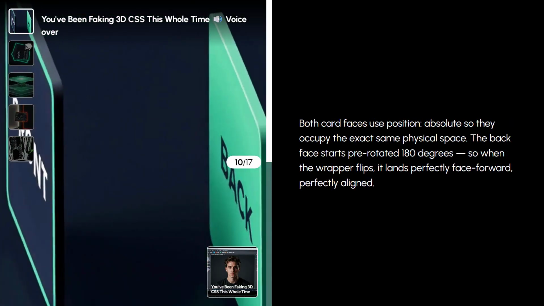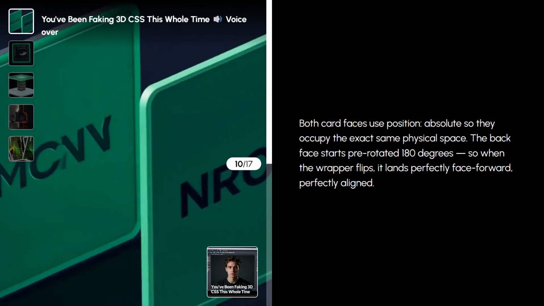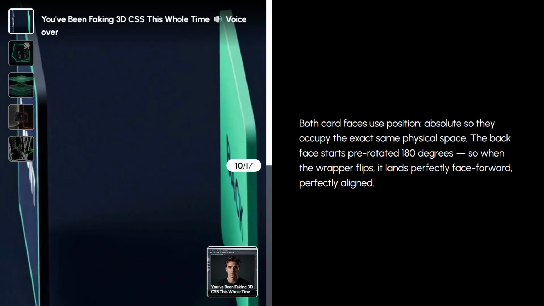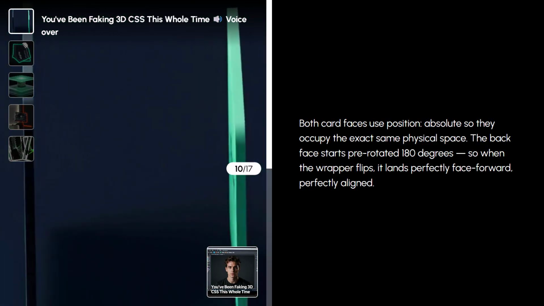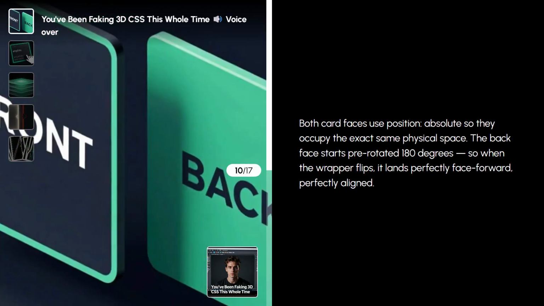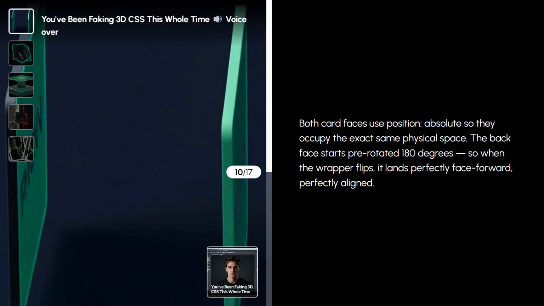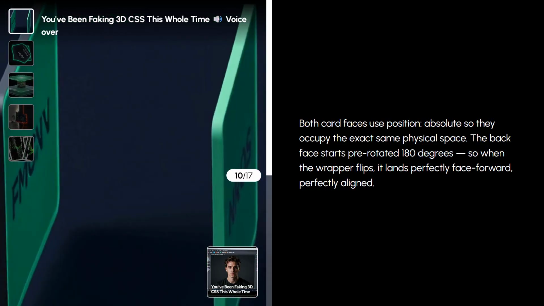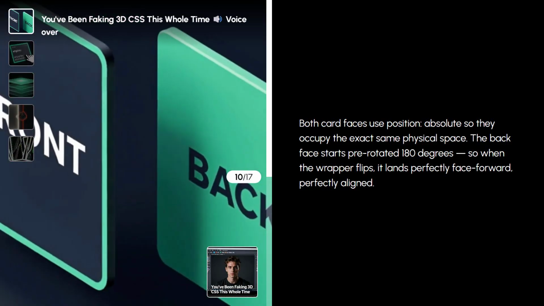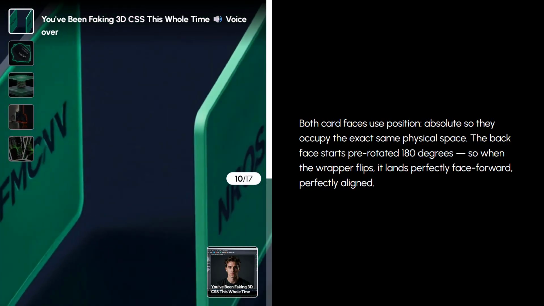Both faces are position absolute, stacked in the exact same physical space. The back face starts already rotated 180 degrees, so when the parent wrapper flips, it arrives perfectly face forward. And both faces hide their own backs with backface-visibility: hidden. That 3-part setup is the complete flip card mechanic.